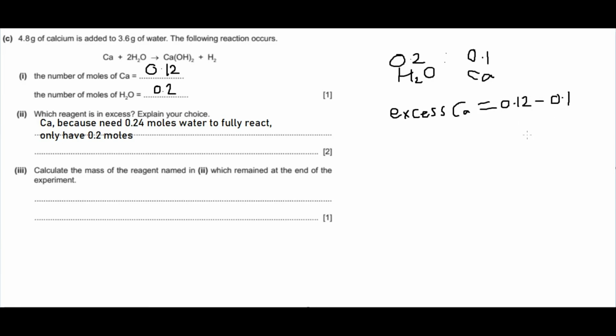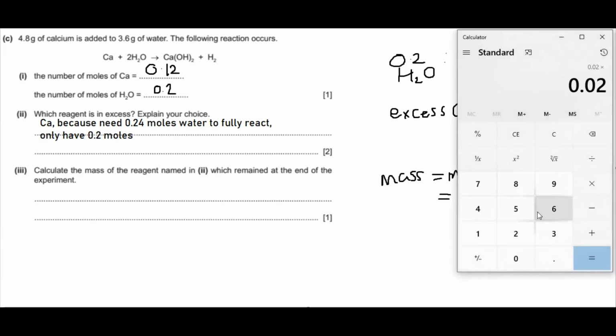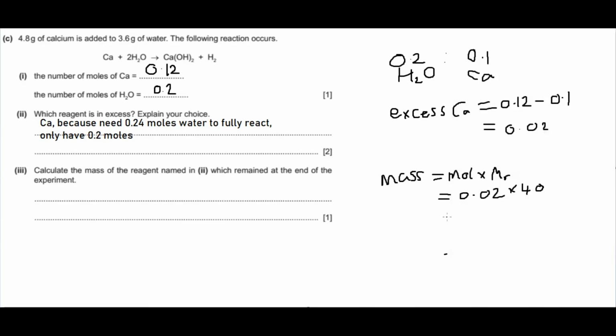Because if you're not sure why, 0.12 is how much I've got, 0.1 is how much reacted. So what I've got left over is 0.02. Then it's asking for mass. Mass, if we go back to our triangle, mass is of course the number of moles multiplied by the relative molecular or atomic mass, molar mass. So number of moles, 0.02 multiplied by 40 gives me 0.8 grams. So 0.8 grams is my answer there.